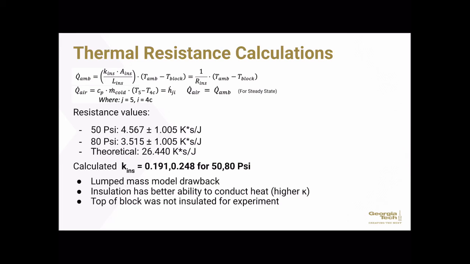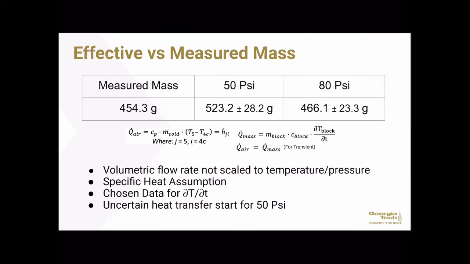Finally, the top of the block was not insulated for the experiment, and our theoretical value assumes that all of the surface area of the mass is perfectly covered up by the insulation for the calculation. Similarly to thermal resistance, the effective mass can be calculated using Q dot air equals Q dot mass, as the Q dot am term drops out due to the lumped mass model. As you can see, our values are on the slide, and they are close to the measured mass, but there is a little bit of a discrepancy there.